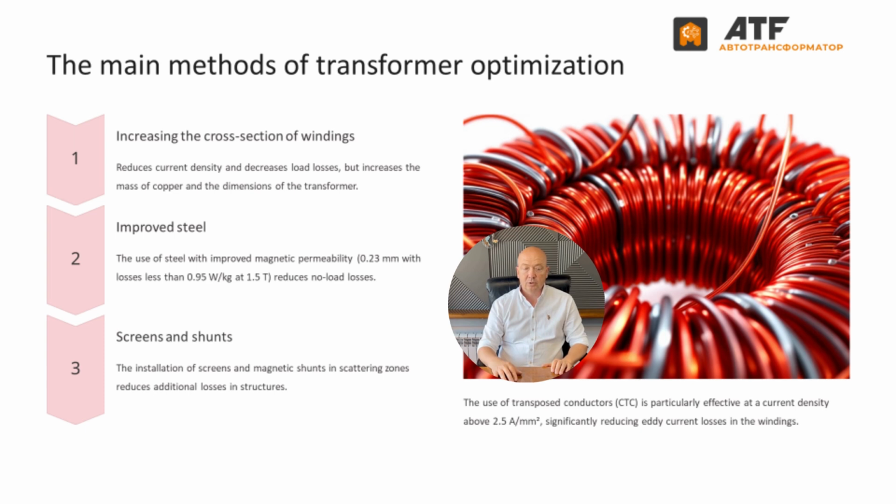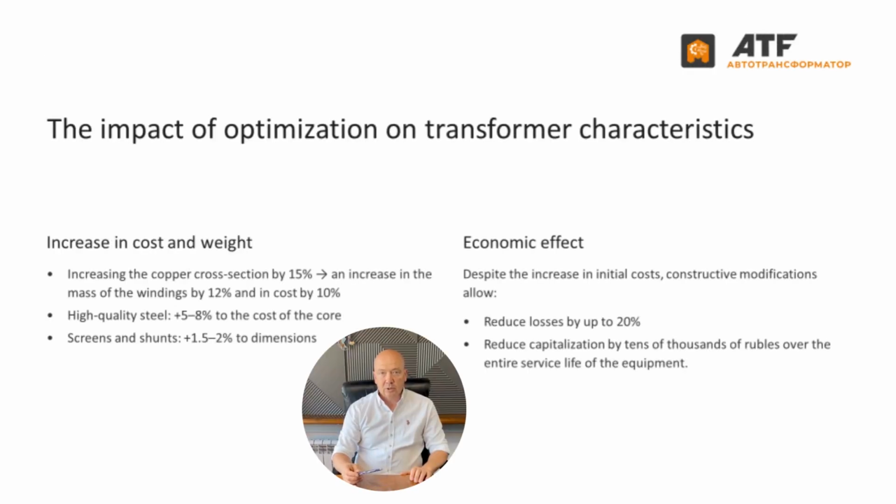Optimizing core geometry by reducing air gaps and distributing cross-sections more evenly minimizes stray magnetic fields and structural losses. Installing shields and magnetic shunts in areas of leakage further reduces additional losses. However, every improvement affects cost and mass.